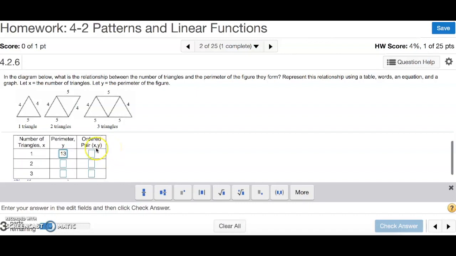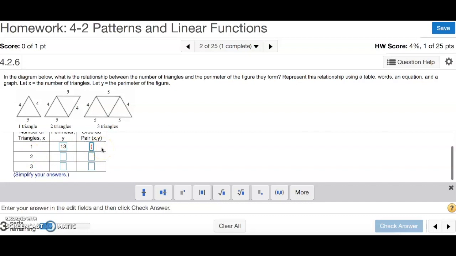Now, ordered pair, you're going to put x and y in parentheses. So parenthesis 1, comma, 13, parenthesis. Number 2, second triangle, 4 plus 4 is 8, 5 and 5 is 10, 10 plus 8 is 18. Now parenthesis 2, comma, 18, parenthesis. The third one, 5, 10, 15, plus 4 and 4 is 8, so you have 15 and 8, which would be 23.